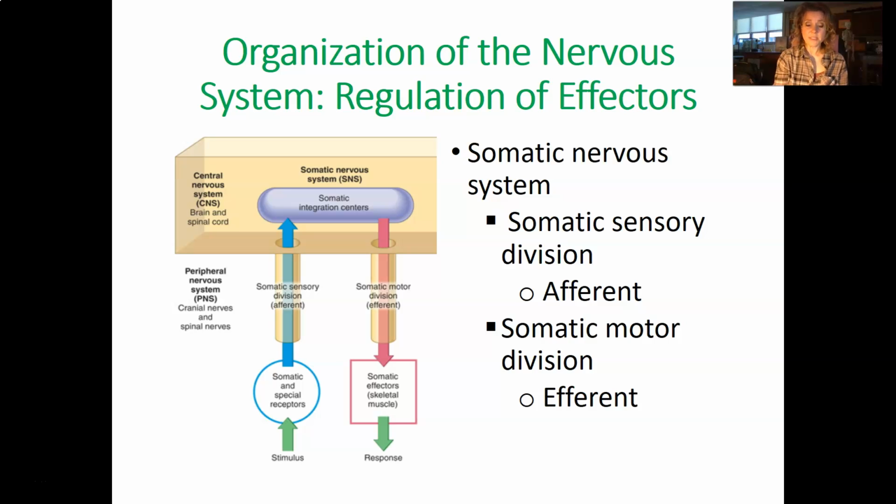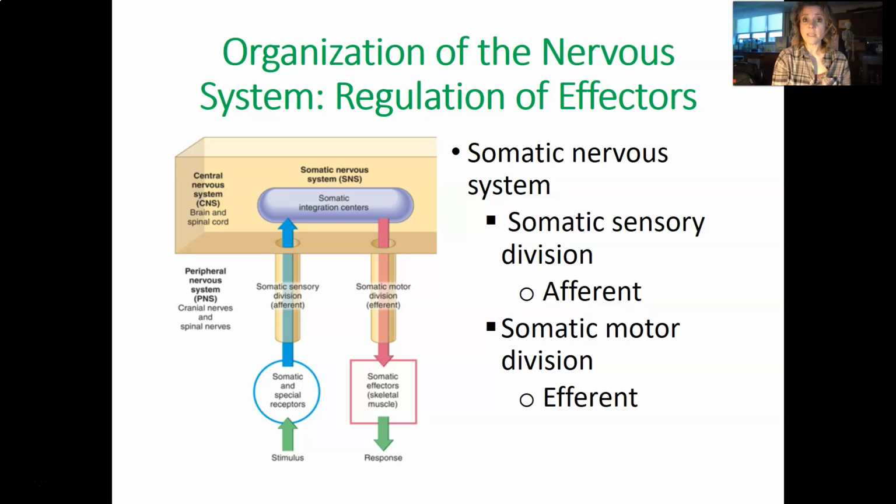And as you can see off to the side, this pathway is found in the peripheral nervous system via cranial nerves and spinal nerves. And again, we're going to talk more about that. So this information is going to enter the CNS through our peripheral nervous system, through cranial nerves and spinal nerves, and then it will reach our brain and spinal cord, which is the central nervous system itself.